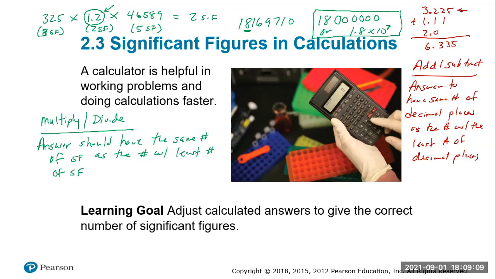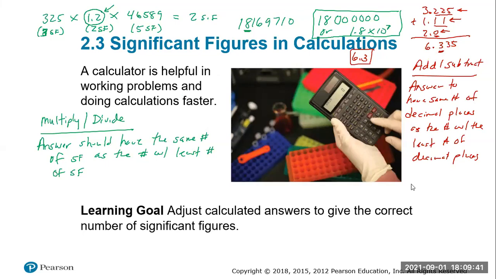First number has 3 decimal places. Second number has 2 decimal places. Last number has 1 decimal place, which means we should take it to 1 decimal place, and we should end up with 6.3. 6.3 has 1 decimal place, but it has 2 significant figures. So you want to keep in mind the difference between decimal places and significant figures.